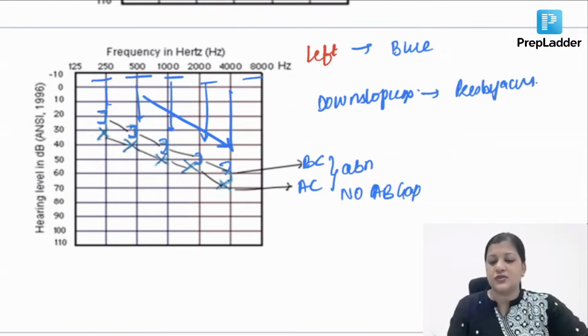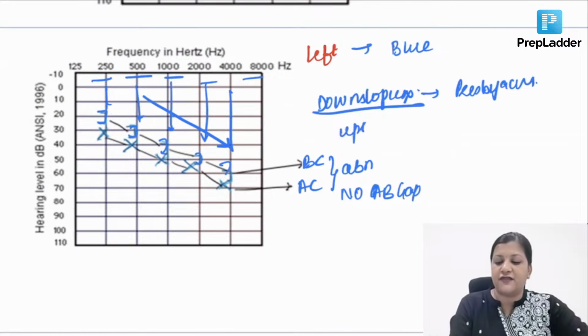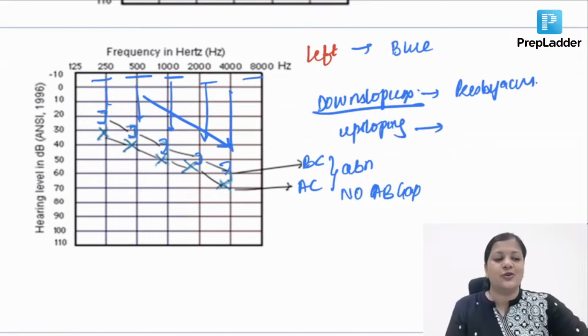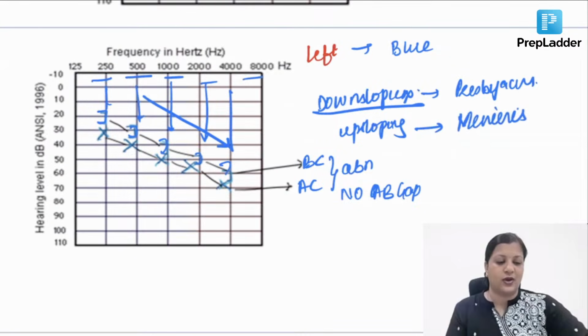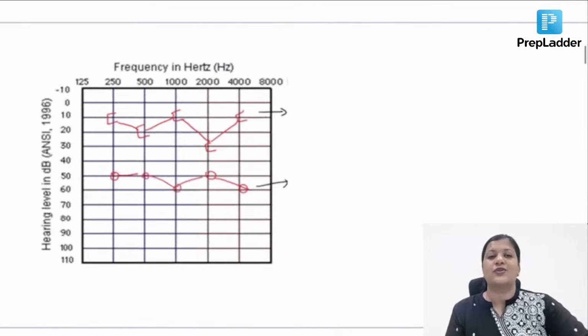But if the reverse was given instead of downsloping, if upsloping was given to you, then what would you answer it as? Upsloping type of a graph is suggestive to you of what? Yes, it is suggestive to you of Meniere's disease. Yes. So I hope all of you got it. Now let's go to this image.